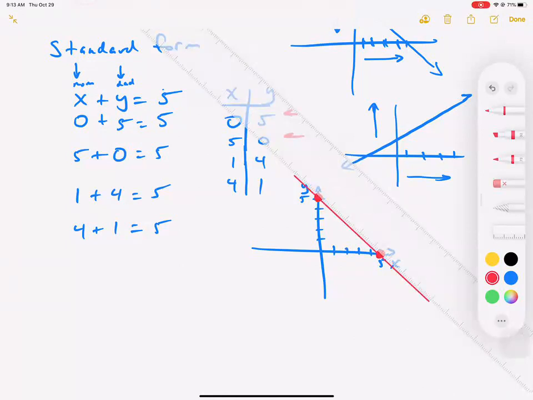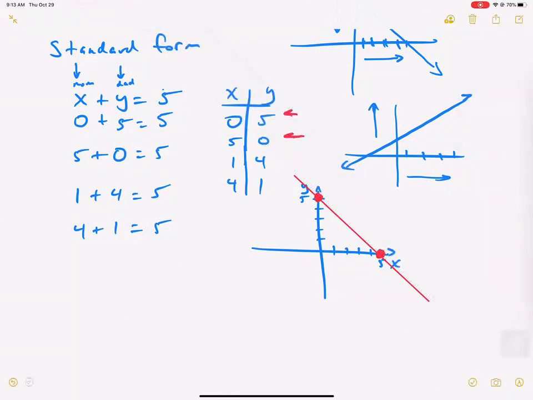Looks nicer. Right. And along with this, you need to remember to do one more thing with these. Draw little arrows at the end of your line to say, hey, you know what? This line doesn't just stop here. It keeps on going forever.